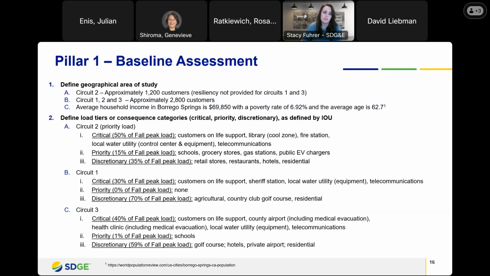As you transition to circuits 1 and 3, they represent 30% of critical load and 70% of discretionary for circuit 1, while circuit 3 has 40% of critical, 1% of priority, and 59% of discretionary. You can go to the next slide, please.